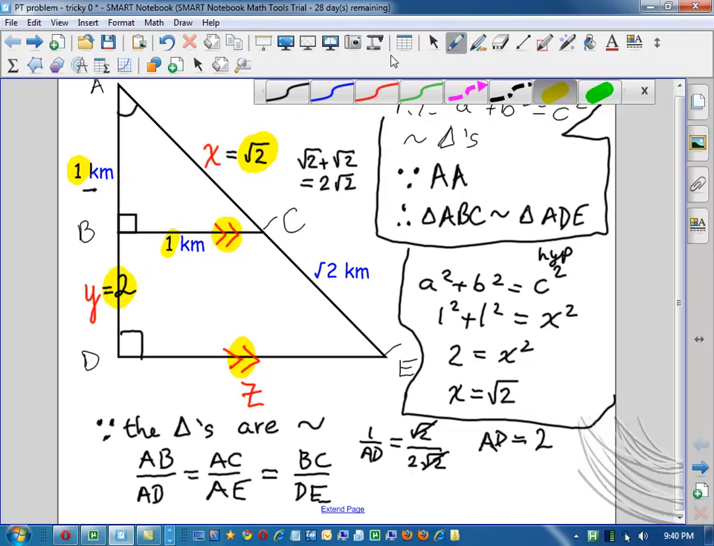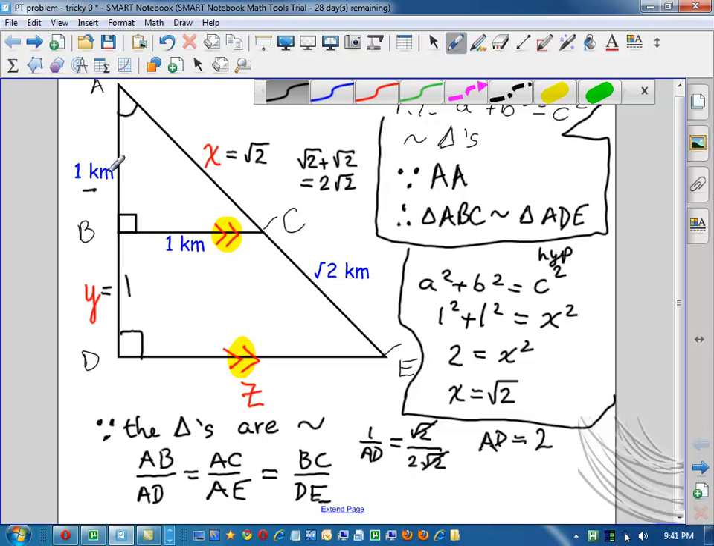We just found this one, and now we're going to continue on, and there's two ways of doing this since we know this whole side here now. Actually, hold on. AD is equal to 2. This whole side is equal to 2. Therefore, we can't really say that y is equal to 2. Y is equal to 1. Because if this whole side is equal to 2, this is equal to 1, this must be equal to 1.